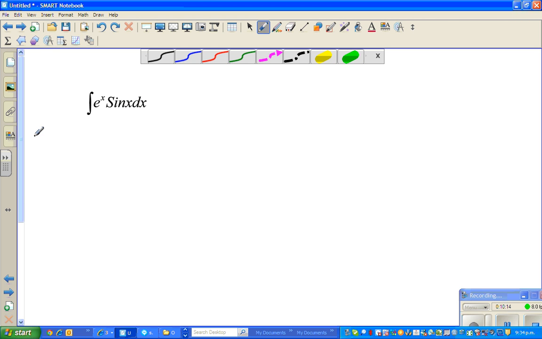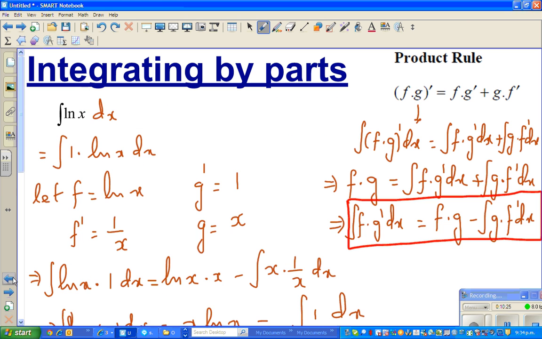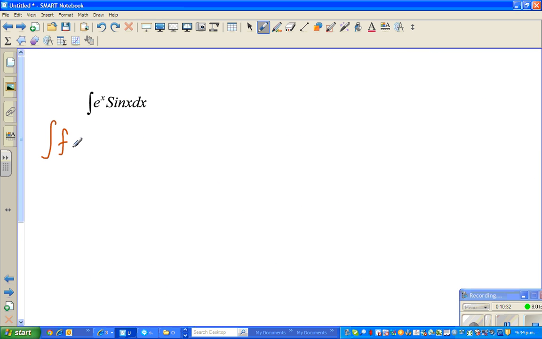So here, let me write the formula. The formula is integration of f. Let us go back. Let me see the formula. What did we say? Integration of f times g dash dx. So it's simple to remember. f dot g dash dx is equal to f dot g minus integration. You've got f here, you have to put an f dash here. And you've got a g dash, so you have to put a g here. Just like that.